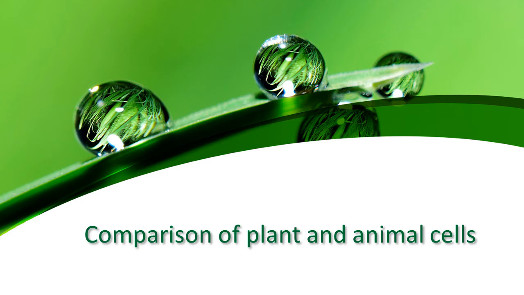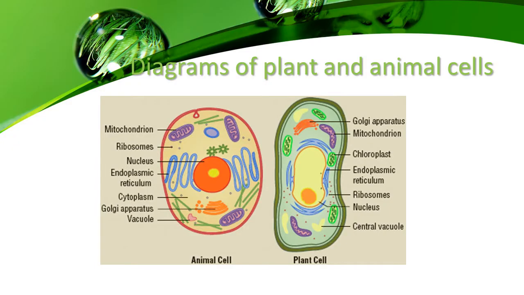Now we have arrived at the last part of the chapter, comparison of plant and animal cells. We have studied this year a few basic things related to cells, which are the structural and functional unit of life. Pictures of plant and animal cells are displayed on screen right now. At a glance, you will identify which is a plant cell and which one is an animal cell.